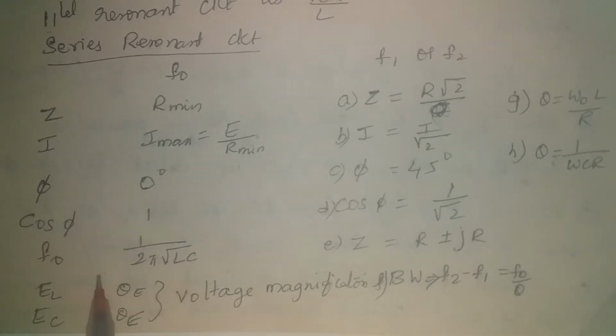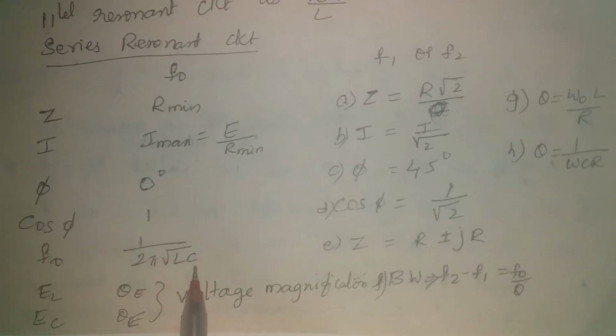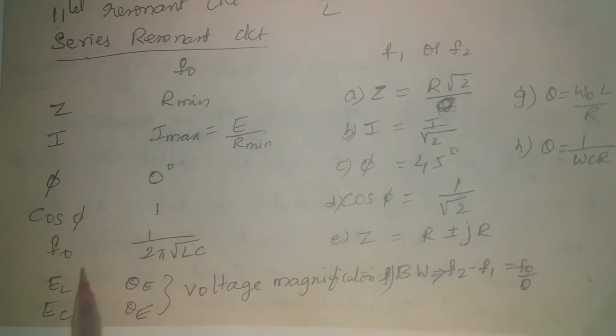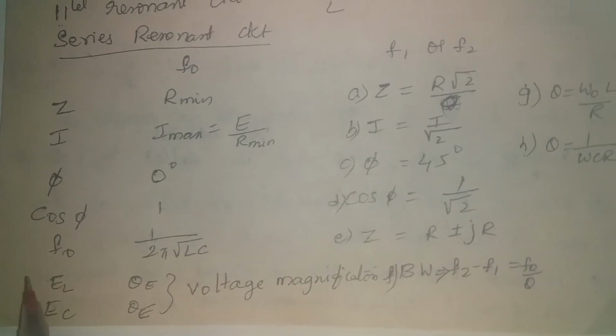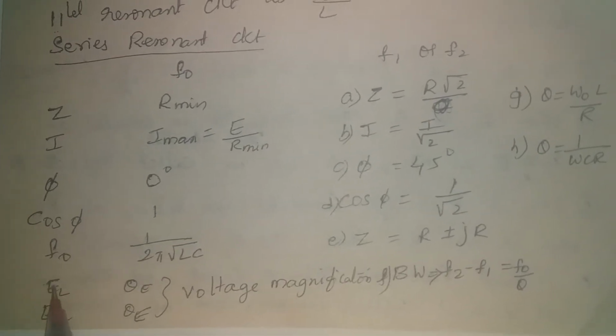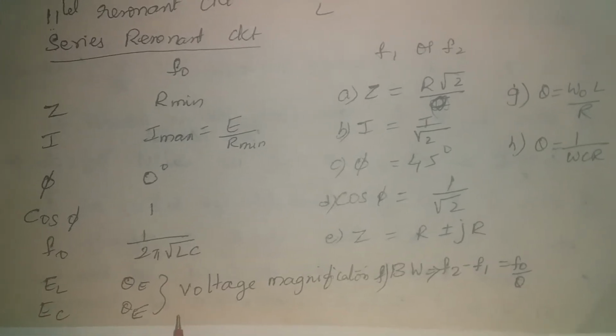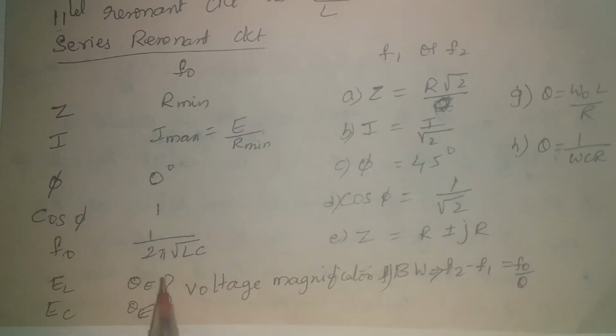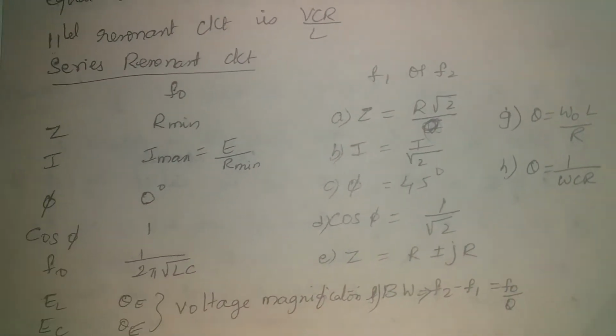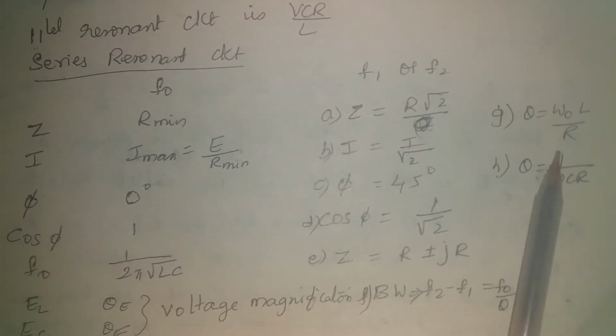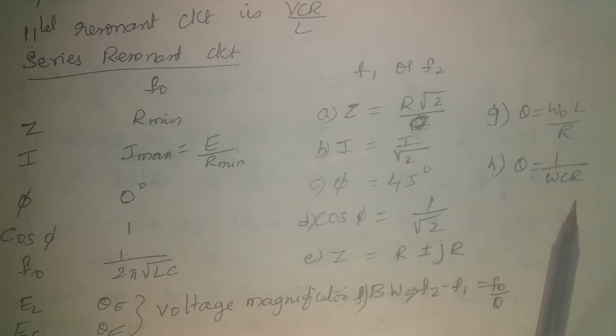What is F naught? F naught is 1 by 2 pi root LC. We have seen that in series resonance circuit, voltage magnification is taking place. So EL is Q into E, EC is Q into E. So quality factor Q is omega naught L by R, which is also 1 by omega naught CR.